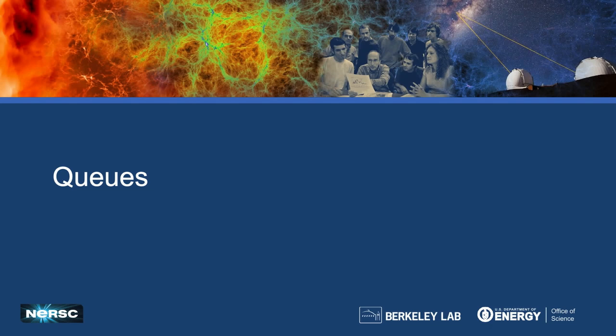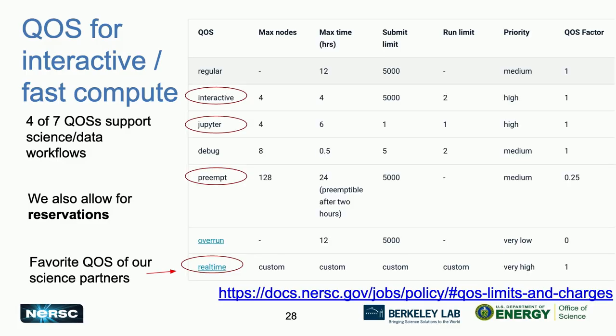Okay, so we covered data copy. The next thing that people want is fast processing, right? And we have queues set up at NERSC to accommodate these users. If you go to docs.nersc.gov and look at all the different queues that we have, it's one of the first links you see on the page. It's very helpful to see what's going on. This gets updated frequently if the queue committee makes new decisions. If you look at the queues, four of these seven queues are related to science and data workflows.